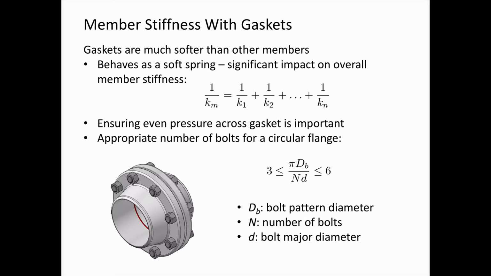We need an appropriate number of bolts. Say for this circular flange, there's a range between 3 and 6 of this quantity that's appropriate for the number of bolts in a gasketed bolted joint. So D sub B is the bolt pattern diameter, N is the number of bolts, and D is the major bolt diameter.